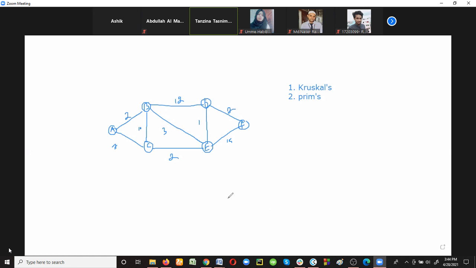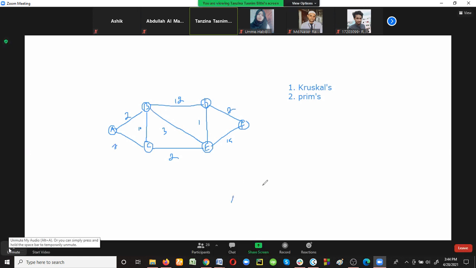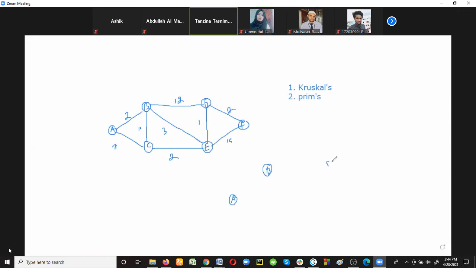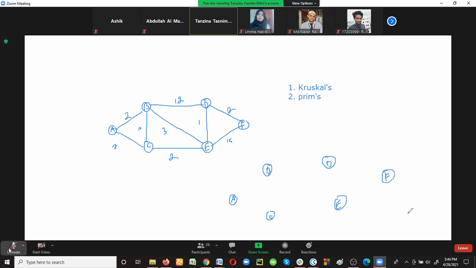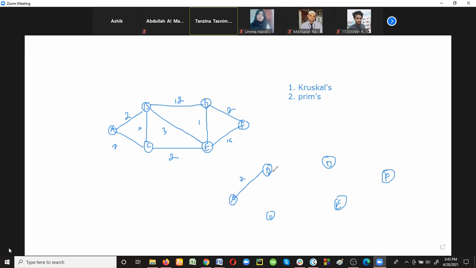Which edges have you taken? The vertices will be the same, right? A, B, C, this is D actually. Okay, so which one is your first edge? A to B. Okay, this one. And then B to E, okay. Then E to D, very good, then D to F. And then E to C, very good. So this is the minimum spanning tree.